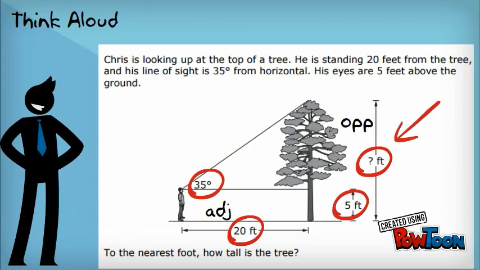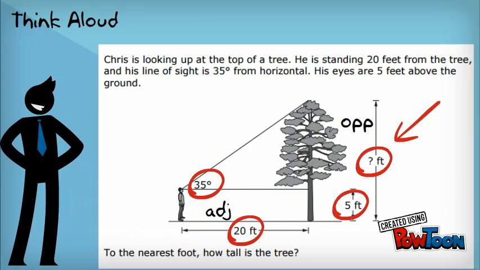Now I'm going to demonstrate how to do a think aloud and how to identify that important information that will help you get the right answer. So I'm just going to start by reading the question. Chris is looking up at the top of a tree. He is standing 20 feet from the tree. Okay, so 20 feet, that's important. So that's something we need to go ahead and highlight.